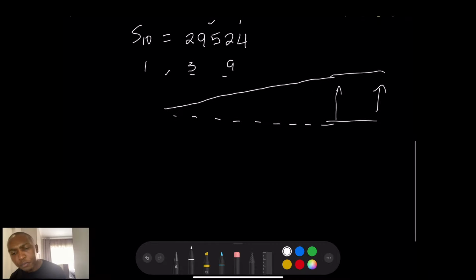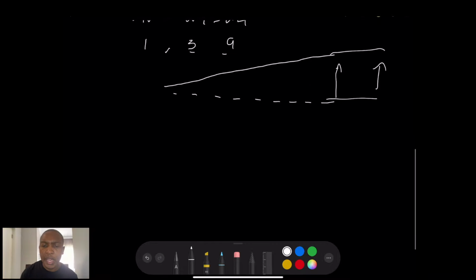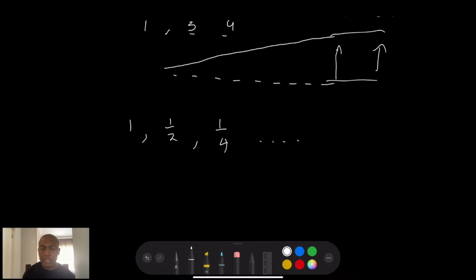However, suppose we were to have a situation. Let me just make a progression there. Okay, say we've got, let's have 1 over 2, 1 over 4, and so on and so forth. Now, here we've got another sequence, right?